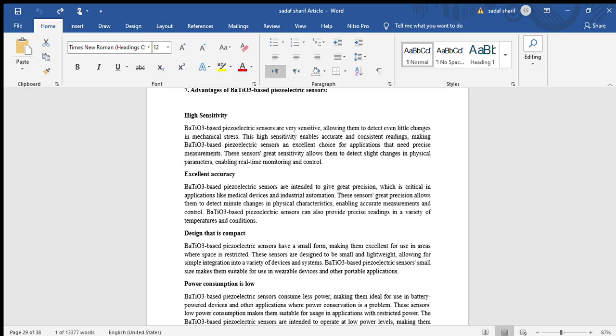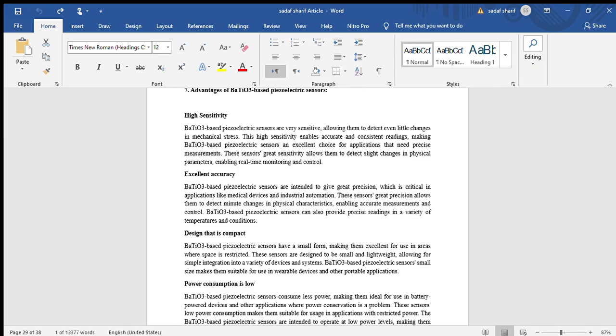This high sensitivity enables accurate and consistent readings, making barium titanate based piezoelectric sensors an excellent choice for applications that need precise measurement. The sensors' great sensitivity allows them to detect slight changes in physical parameters, enabling real-time monitoring and control. Now, what is excellent accuracy?